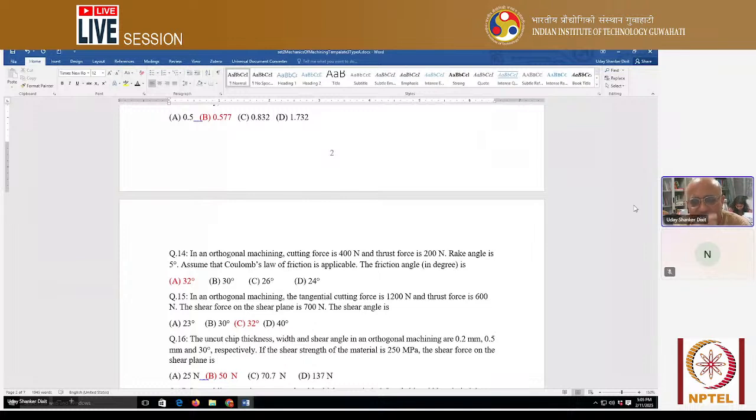Now you can do this based on the formula, but suppose the rake angle is 0 degree, then it becomes a straight type of tool. So the cutting force 400 Newton becomes the normal force and the 200 Newton thrust force becomes the friction force. So the coefficient of friction will come 200 by 400, that means 0.5. But you have been asked for the friction angle, so you have to do tan inverse 0.5. Like that, you can have different types of problems.